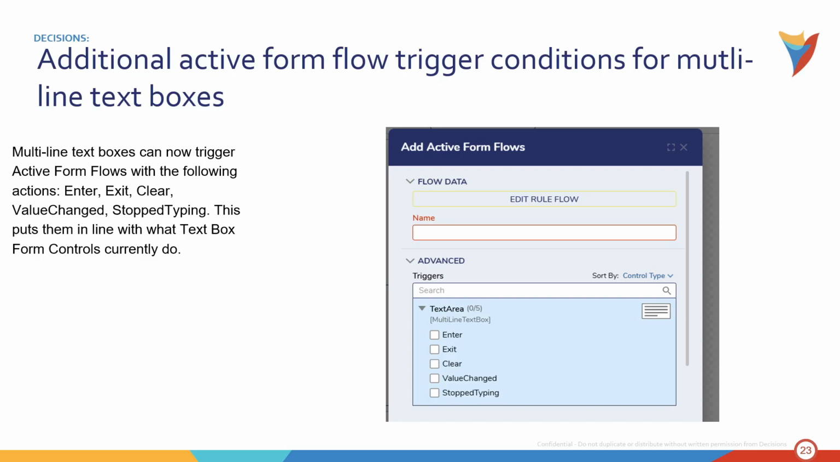We've made a small but impactful change to the multi-line text boxes. They can now trigger active form flows just like regular text box form controls. This update allows multi-line text boxes to support all available triggers, including on enter, on exit, clear value, value changed, and stop typing. This enhancement ensures consistency and expands functionality across all of the form controls that we've been working on in the Form Designer.